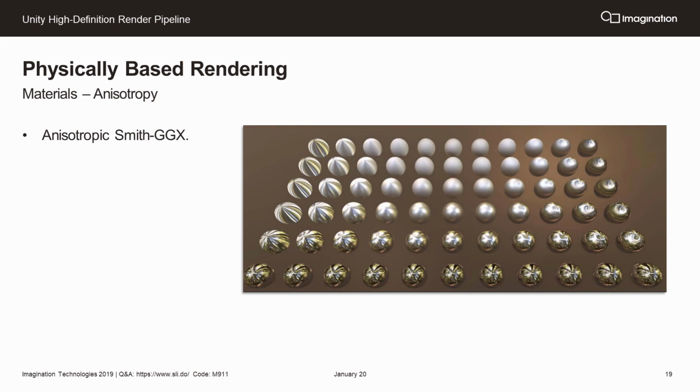For anisotropic materials, they use the anisotropic version of the Smith GGX visibility term used in specular. Now, this technique is based on the optimizations done in Far Cry 4, and this implementation requires a per pixel tangent frame. So let's see how they've packed this tangent frame into the G-buffer.